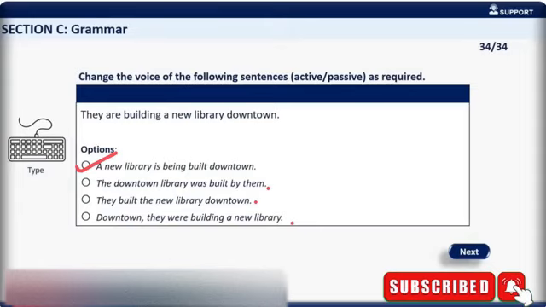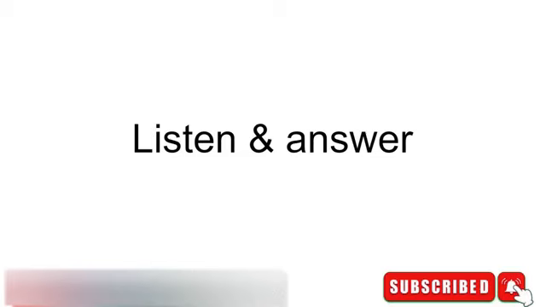Hope you have understood these types of questions. These are very important when it comes to the communication assessment. Let's now move on to the next set of questions, which is going to be listen and answer.